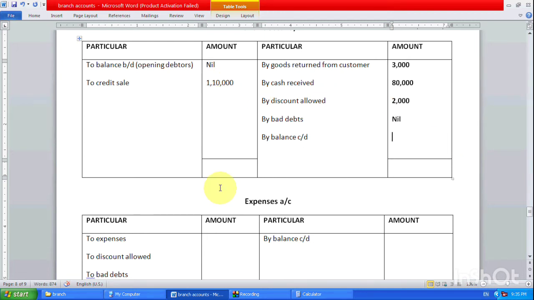Now calculate 1,10,000. Here 85,000 means 25,000. 15,000 and 10,000, 25,000 overall. So by balance carried down is 25,000.